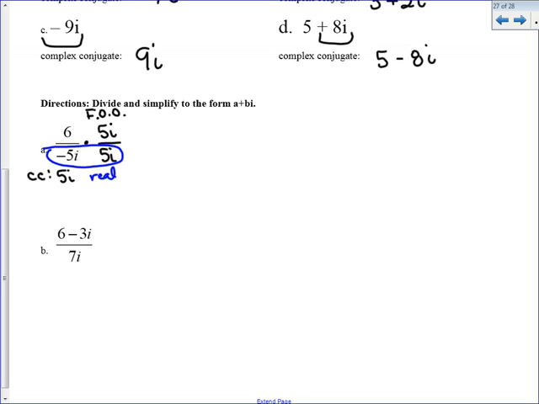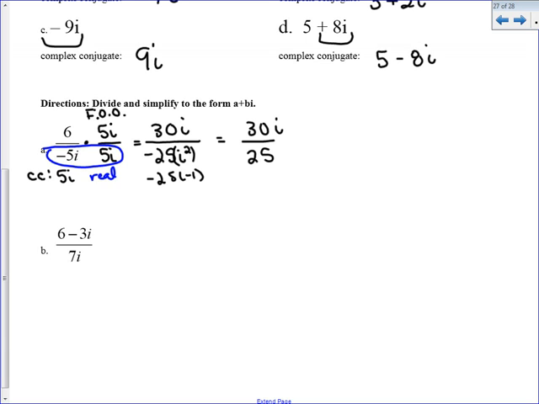So let's start with the numerator. What's 6 times 5i? 30i. And then how about negative 5i times positive 5i? Negative 25, i squared. So both have i. But we don't leave i squareds in our answer. I can replace that i squared with a negative 1, so I'm looking at 30i over 25. Notice our denominator is real.